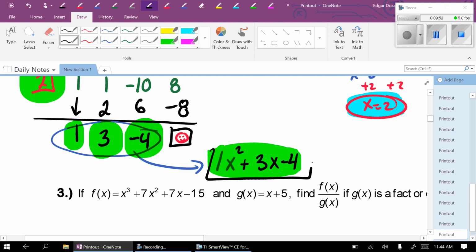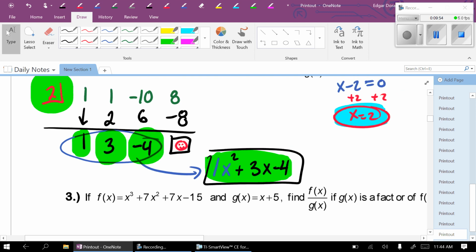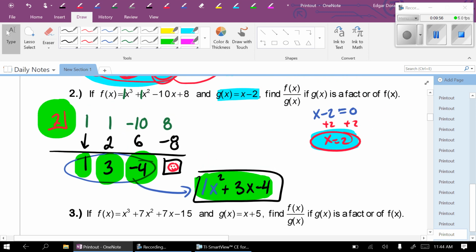For now, all we are doing is using synthetic division to divide the function f of x by the function g of x. Later on, when we show you guys a little bit more, we're going to be able to factor that in order to find what we call the real zeros. But we'll get to that a little bit later.